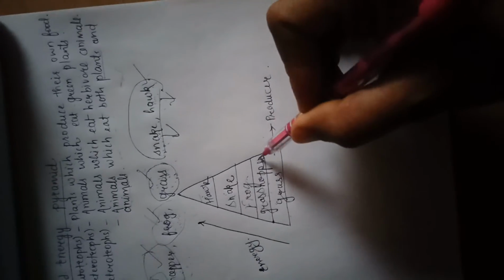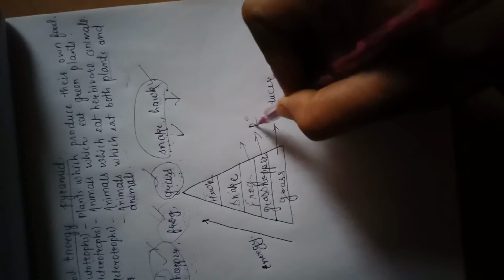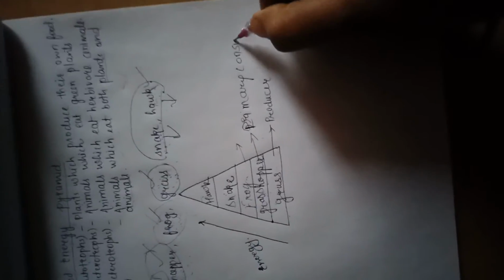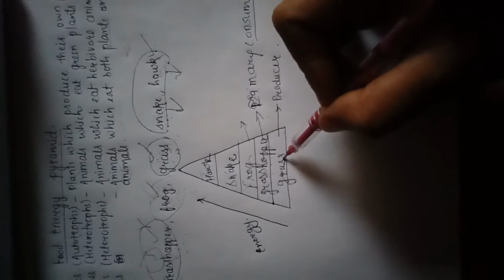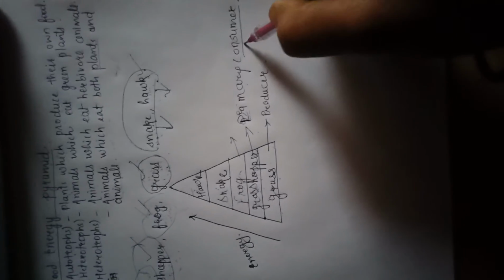So we are going to write one more labeling to it. The first one is the producer. Who is the second one and who is the third one? So basically we are going to write here primary consumer. Why? Because consumer means the one who consumes. So grass is consumed by the grasshopper. So who is consuming the grass? That is the grasshopper. So we are going to write the word primary and the word consumer for it.